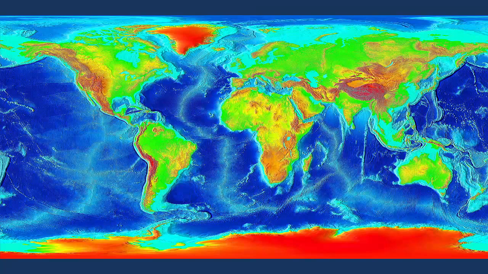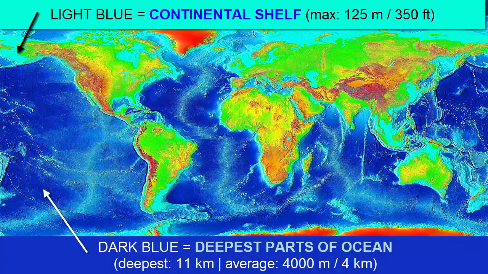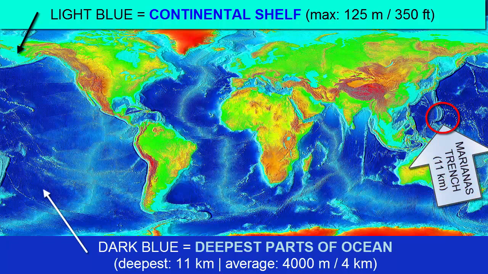Now let's review the depths and heights of oceans and land. In this image, the light blue color represents the shallow margins or continental shelves of the continents and ocean islands, never deeper than 125 meters or about 350 feet. The darker blue represents the deeper parts of the ocean, the deep abyssal plains, trenches, and mid-ocean ridges. These depths are, on average, 4,000 meters, or 4 kilometers. The deepest part is the Marianas Trench, at 11 kilometers.